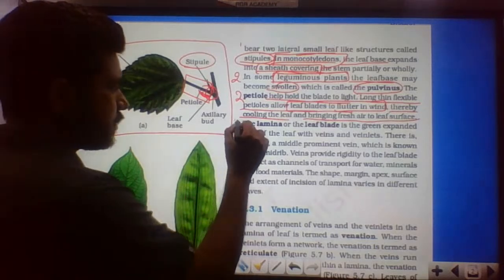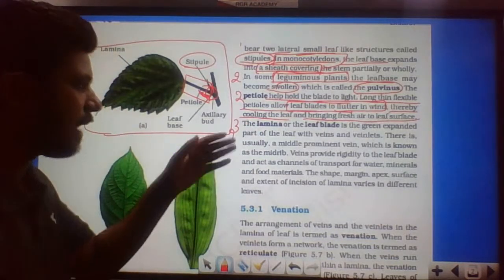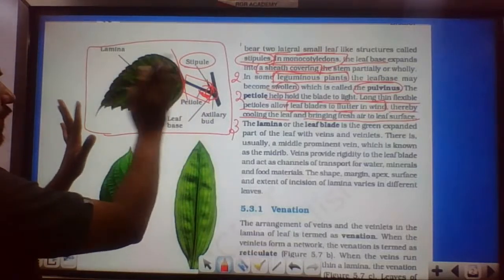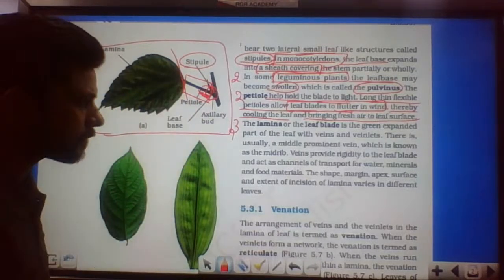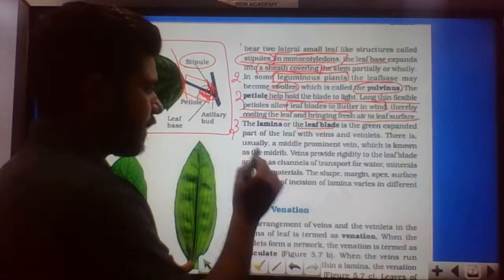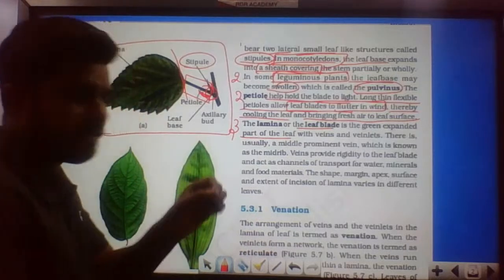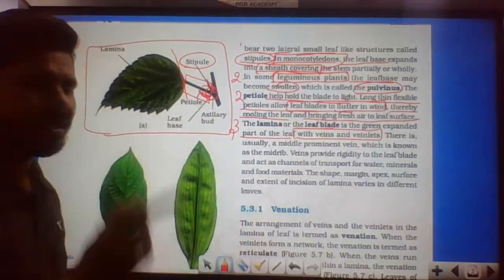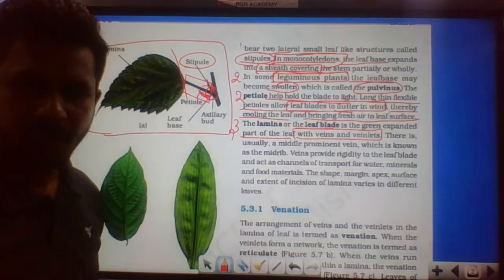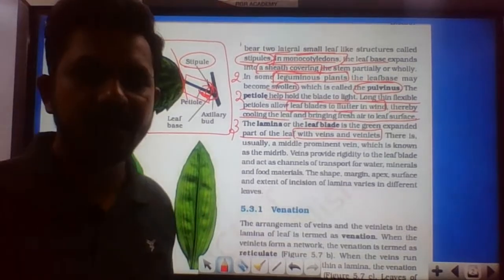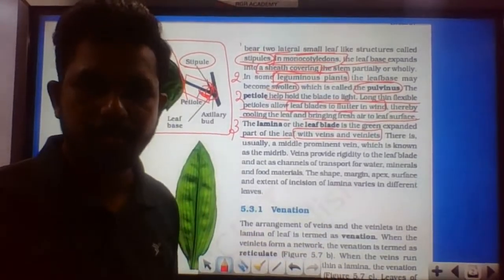And the last structure is the lamina. This is the structure. The entire flat structure is called the lamina or the leaf blade. We know it is the green and expanded part of the leaf with veins and veinlets. Here, veins and veinlets: what are the veins and veinlets? I mean, which anatomical structures can we call veins and veinlets externally?